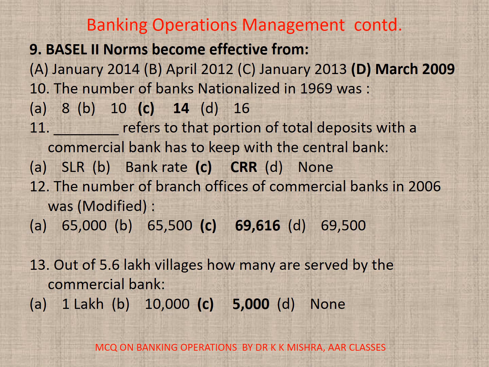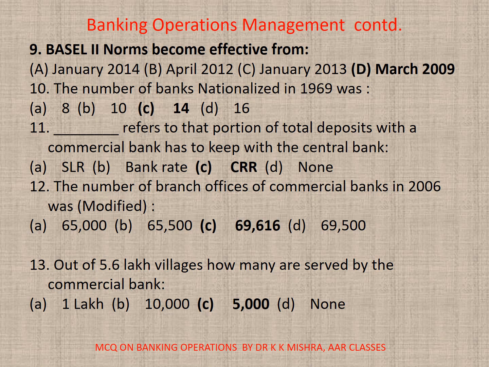12. The number of branch offices of commercial banks in 2006 was A. 65,000, B. 65,500, C. 69,616, D. 69,500. Correct option is C. 69,616.